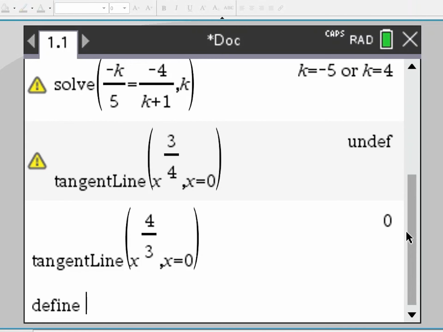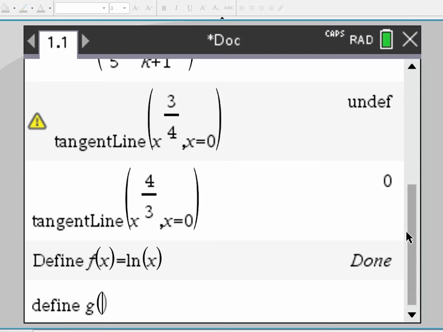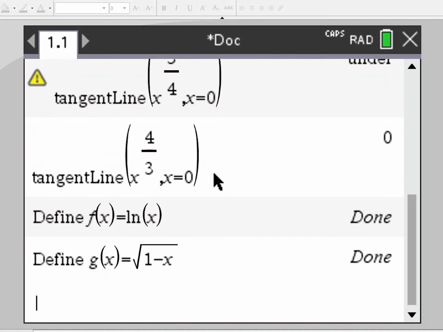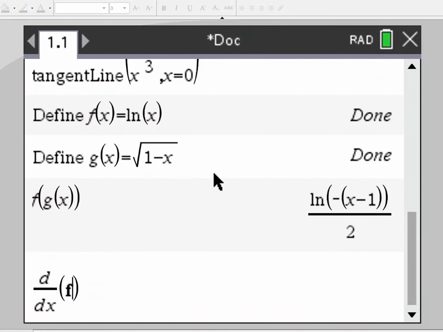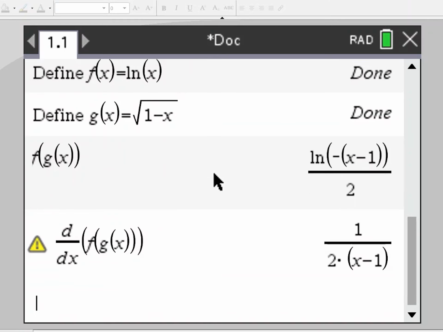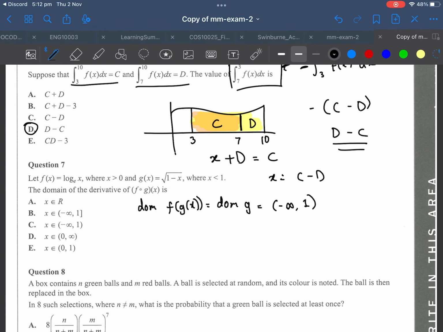So I'm going to define f of x equals log of x, and define g of x equals square root of 1 minus x, and we have to find f of g of x. Okay, we differentiate that, so menu for 1, f of g of x. So the domain of this graph is going to be all real numbers except 1. But our original function, f of g of x itself, doesn't have the component of 1 to infinity. It is limited to negative infinity to 1. So our answer is just going to be C.